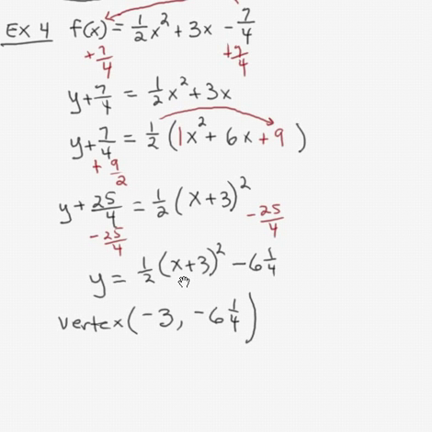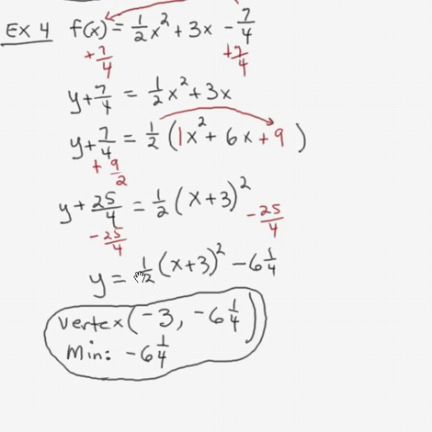We know the vertex, which is what they're asking us, is negative 3 and then negative 6 1/4. Now, I didn't write it down, but if we look at a, it's positive, so my parabola opens up. If it opens up, that means my parabola has a minimum, and the minimum value is the same as the y value of the vertex. If this was negative 1/2, my parabola would open down. I would have a maximum, a highest point, and that would still be the y value of the vertex. All right, that's our second look at graphing parabolas.